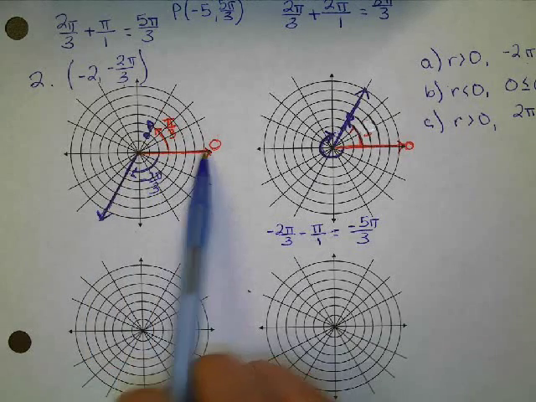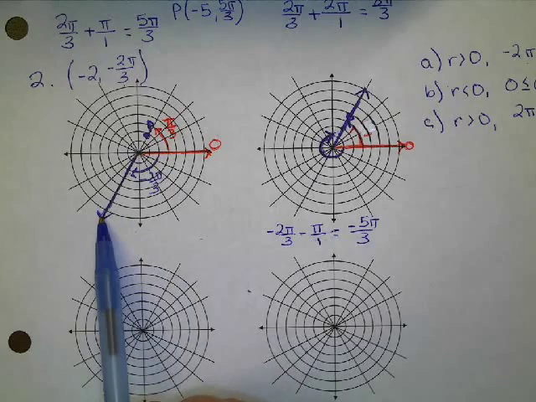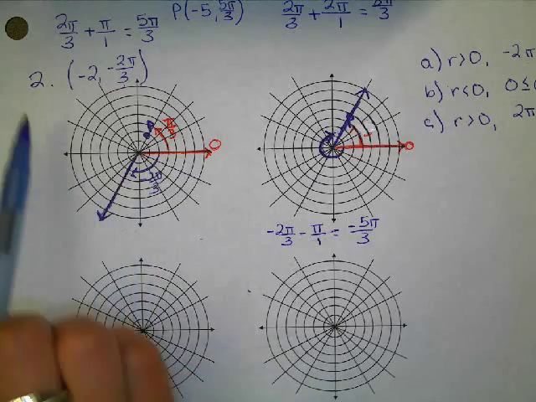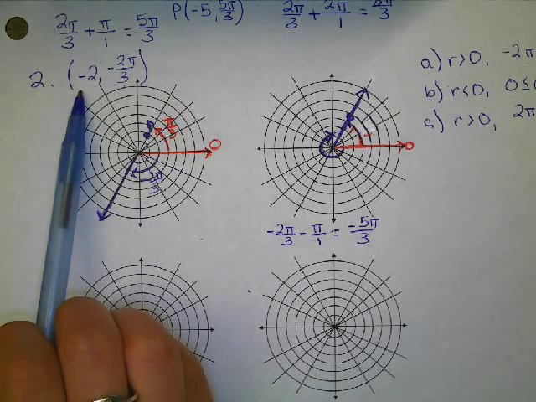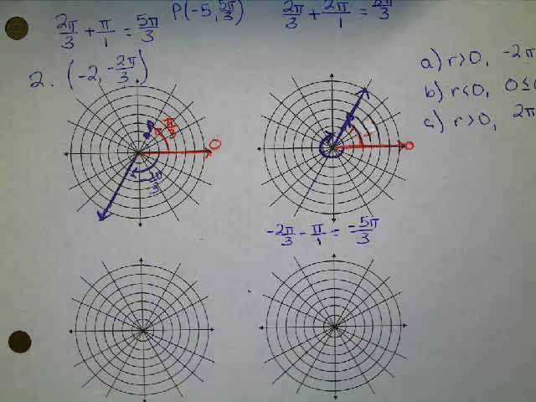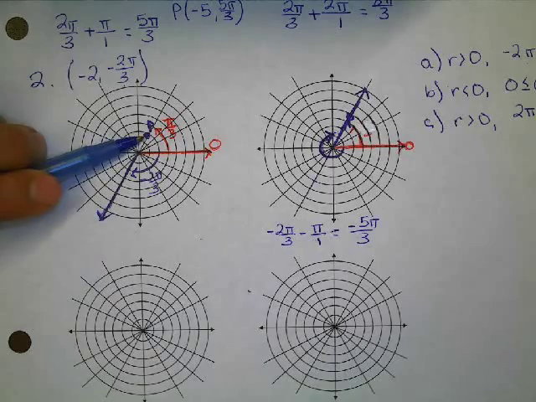So this is my polar axis. This is negative 2 pi over 3. All I did was use my unit circle to figure out where negative 2 pi over 3 lies. And since my radius is a negative 2, that means the point is on the opposite side of the angle. So since my angle is negative 2 pi over 3 here, my point needs to lie on this opposite side.